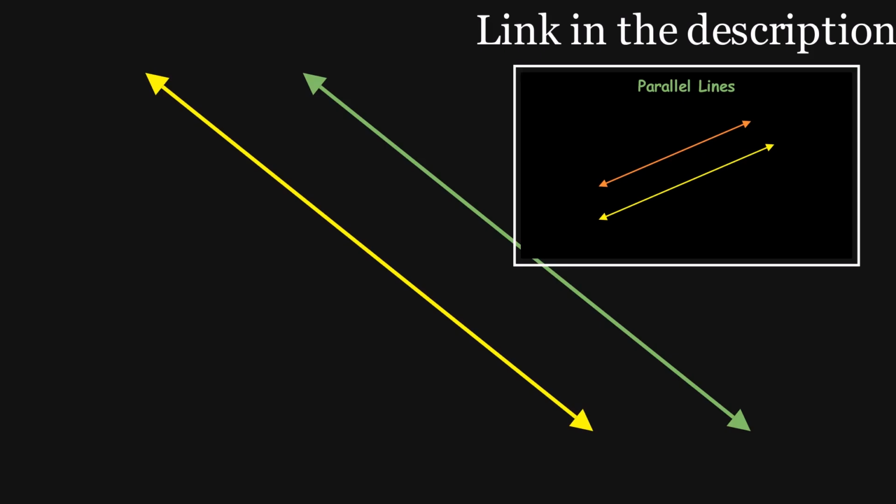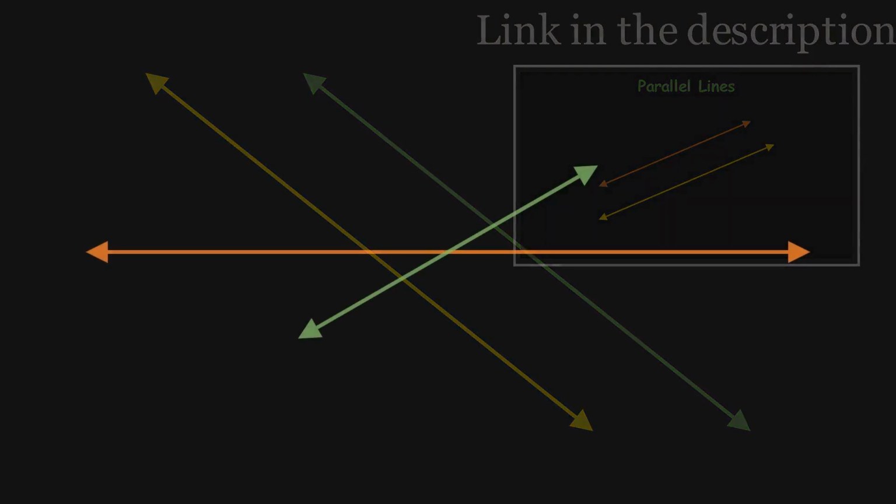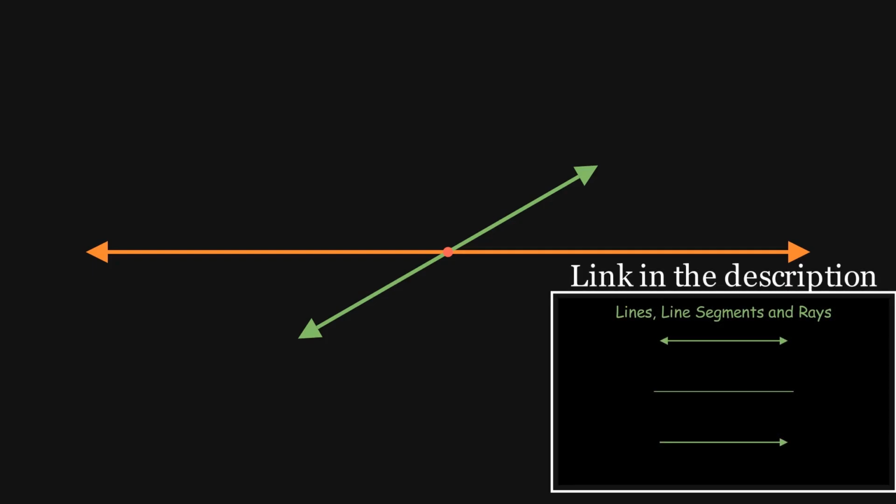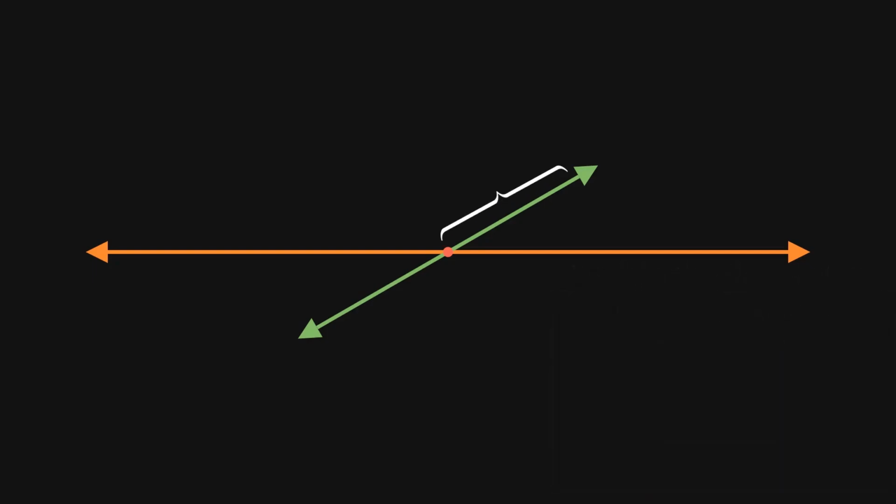Now let's shift our focus to the other two lines. These lines intersect at a point which we call the vertex. Can you think of what happens when two lines intersect? Well, in the video on lines, line segments and rays, we learned that a ray is part of a line that starts as a point and continues infinitely in one direction. So this part here is a ray because it starts at the vertex and extends infinitely in that direction. Similarly, this is also a ray extending infinitely in another direction.